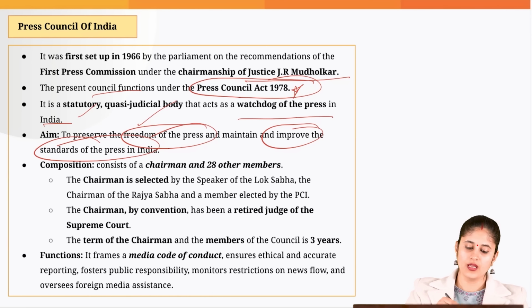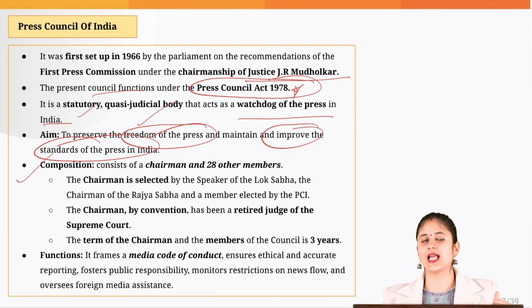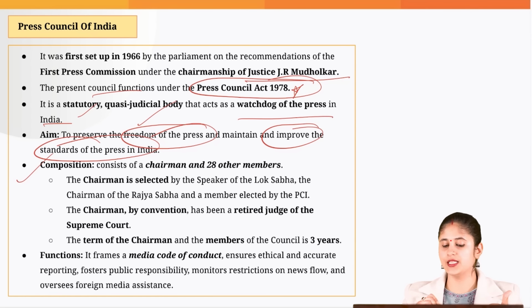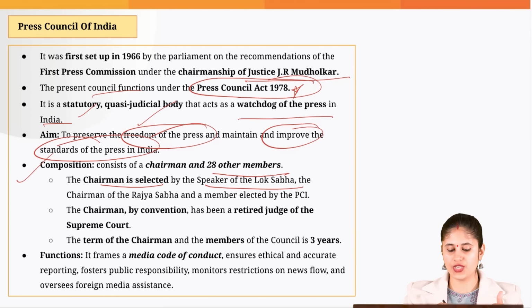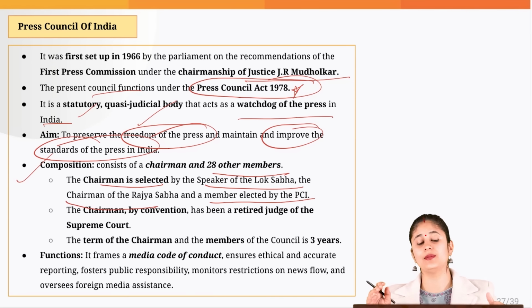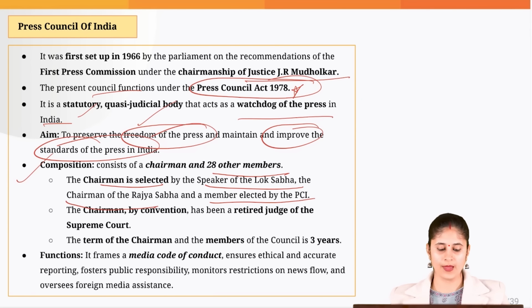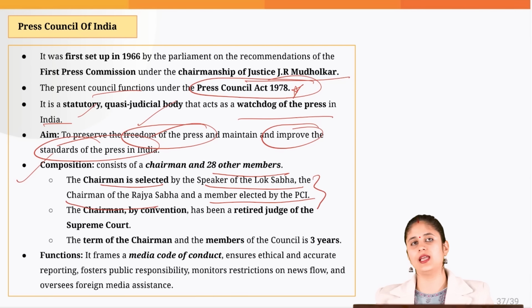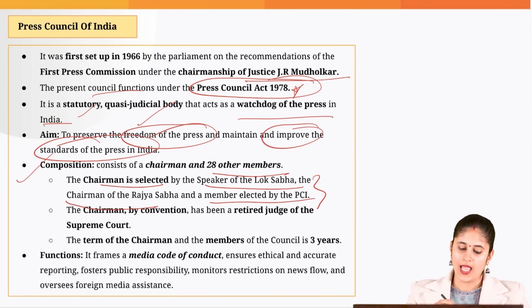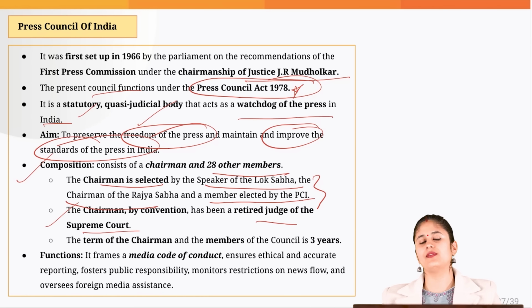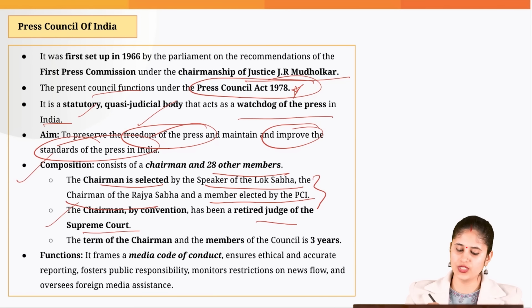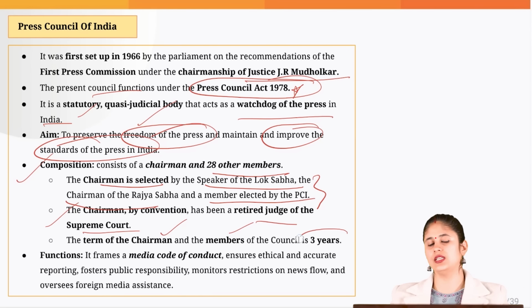When you talk about the composition, it has one chairperson and 28 other members. The chairman is selected by the Speaker of Lok Sabha, the chairman of the Rajya Sabha, and a member elected by the Press Council of India itself. So 3 people select the chairman. And the chairman by convention is a retired judge of the Supreme Court. And the term of both the chairman as well as members is 3 years.